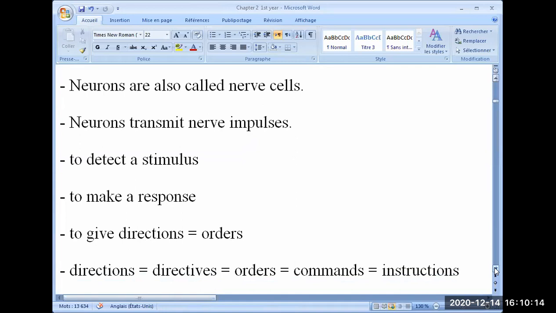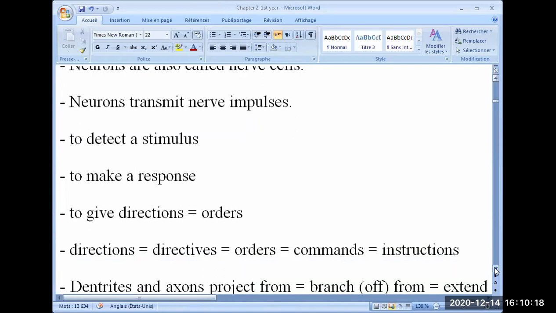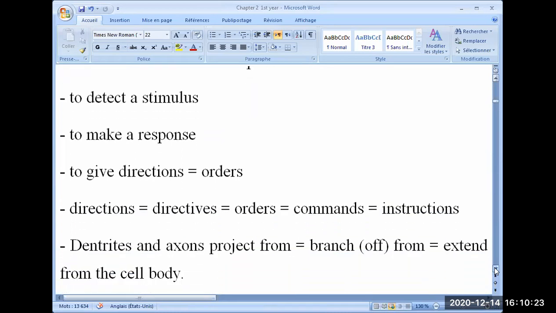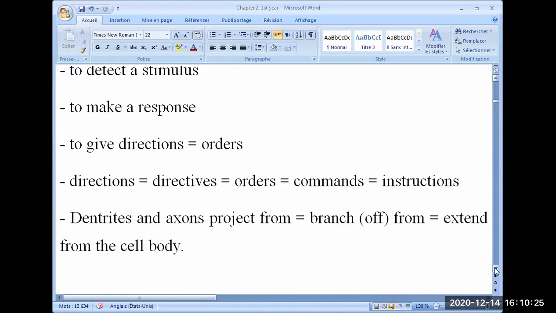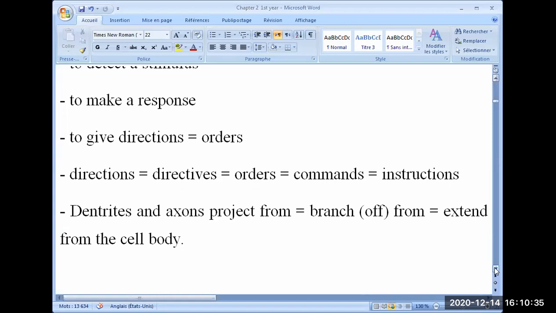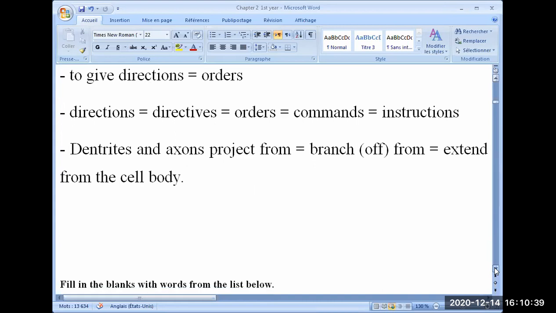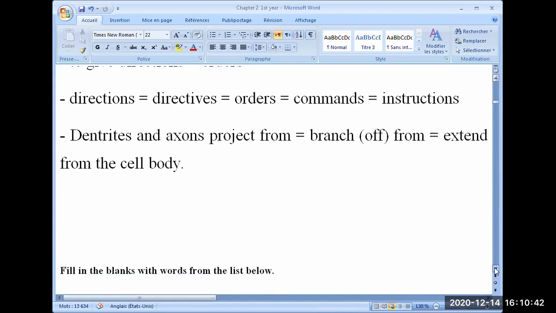And of course, the nervous system gives directions or gives orders. We learned the word directions, and also we reminded you of the words directives, orders, commands. We also learned that dendrites and axons project from the cell body. They are projections of the cell body. You can use the verb project, you can use the verb branch or branch off. You can also use the verb extend. The noun is extension. Branch, the verb is a branch and the noun is a branch.